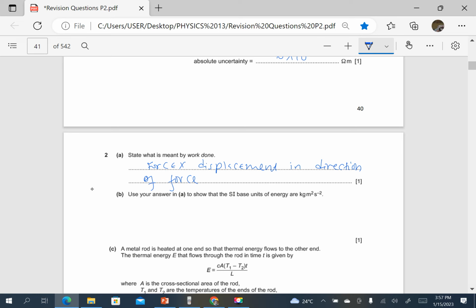Use your answer in A to show that SI base units of energy are that. So since work is equal to energy in motion, that is force times distance, we know that force, it is just one mark. So I'll just say force is in kilogram meters per second squared and displacement is in meters. So it means the units of energy, which is work, are going to be kilogram meters per second squared times meters, which is kilogram meters squared per second squared.